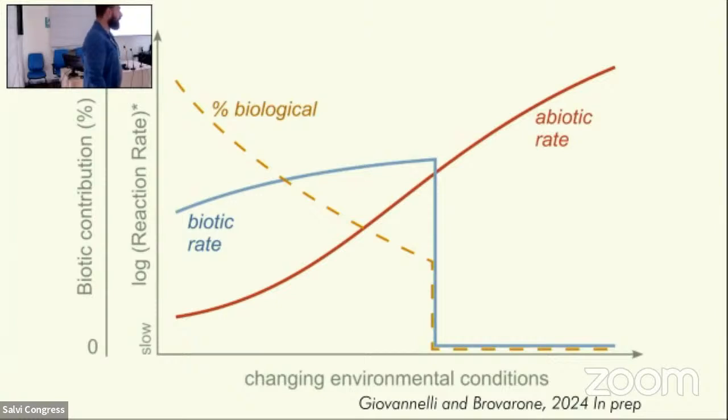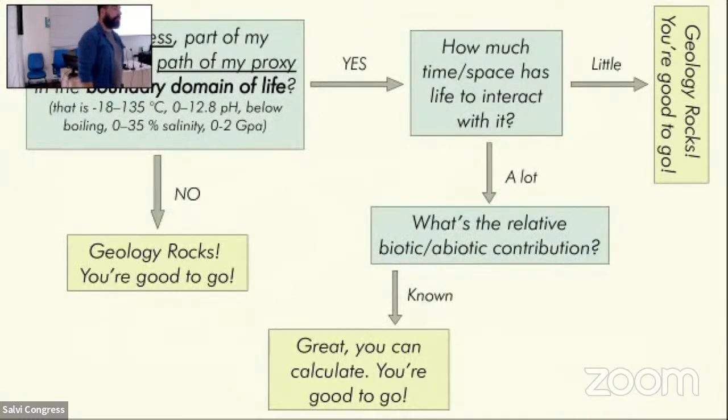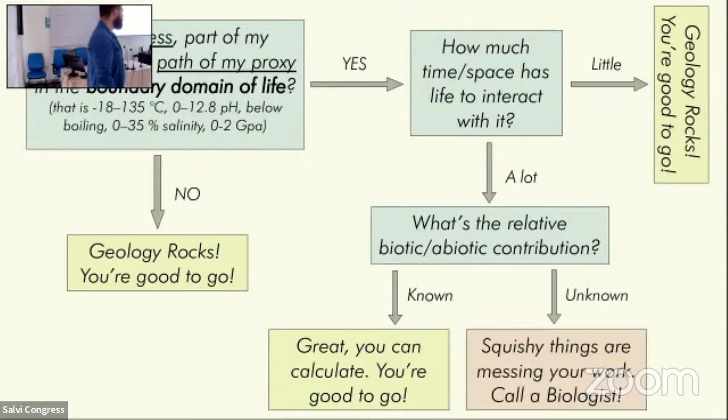So the next question becomes for you, are the rates known of biotic versus abiotic? Great, you can calculate and figure out what's the contribution. But bad news for you, in the majority of the cases, we don't know the rates. Unknown. So what do you do? Squishy things are messing up your work, call a biologist. So in essence, that's how, if I was a geologist, I would approach this.